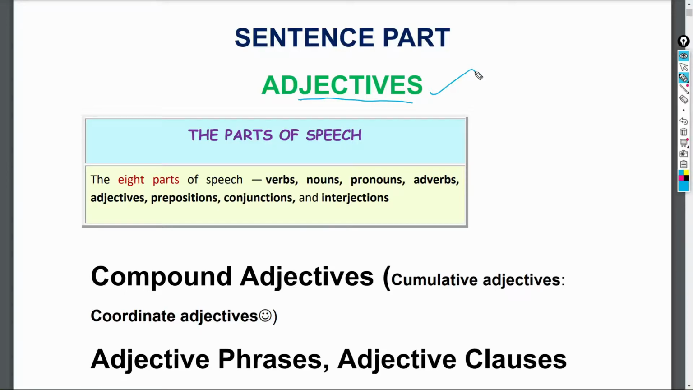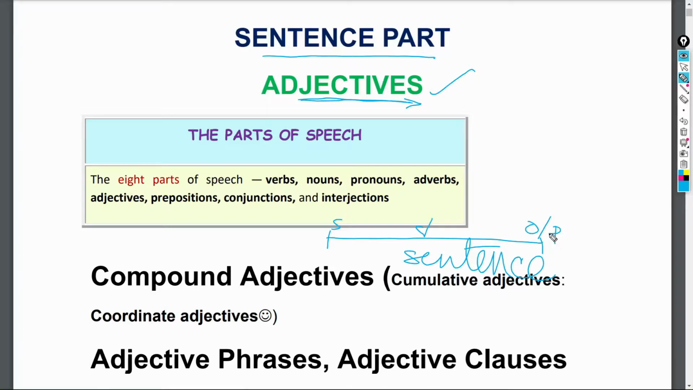Number one, adjective is a part of a sentence. So it is a sentence part. Means when a sentence will be given, suppose that this is the sentence line, and in the sentence line, what will be there? There will be the subject, there will be the verb, and there will be the object or the predicate. And in the subject, there may be the noun or there may be pronoun, and sometimes there may be adjective too. Followed by that, there will be verb, and then there will be object or predicate.